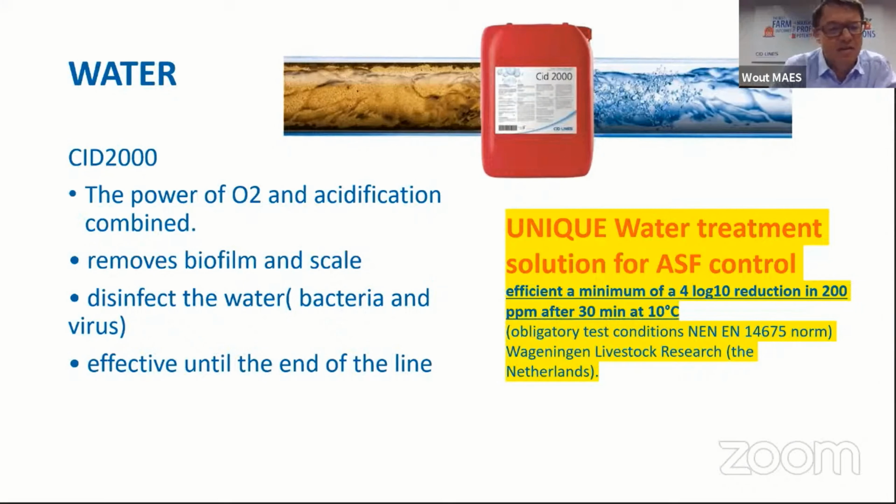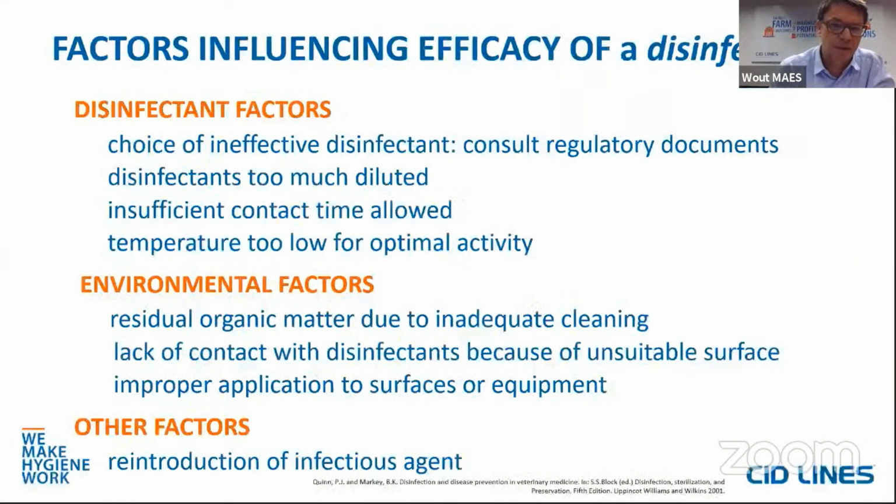So it means that if you want to manage your water, and if you want to secure your water to be free of African swine fever, with 200 milliliters per 1,000 liters, we cover water as a potential source of contamination. Now, if you're talking about the protocol for cleaning and disinfection: trucks, farms, premises, equipment.